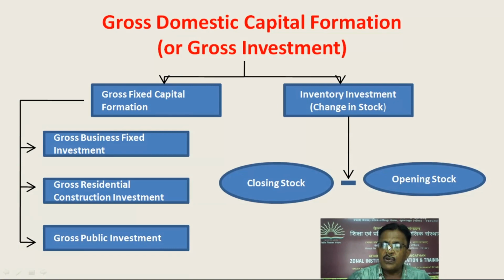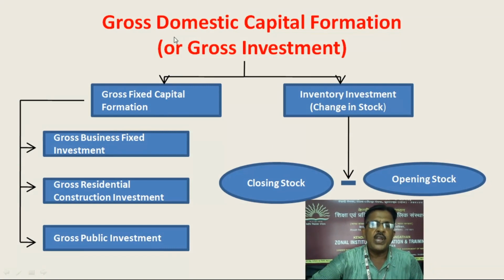So in a flow chart, you can understand in a better way gross domestic capital formation or gross investment, gross fixed capital formation and inventory investment, that is change in stock. Gross fixed capital formation, as I told in the previous slide, is the gross business fixed investment, gross residential construction investment, gross public investment. Inventory investment, that is change in stock, is equal to closing stock minus opening stock.